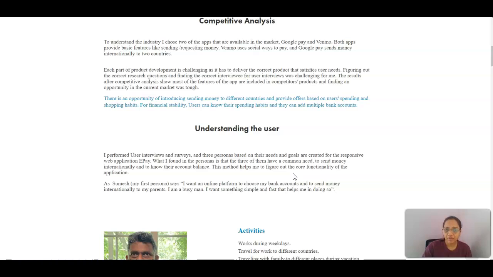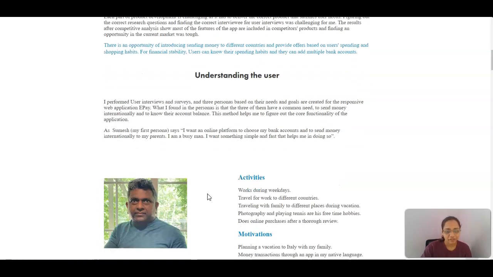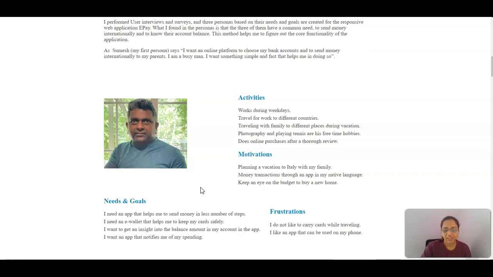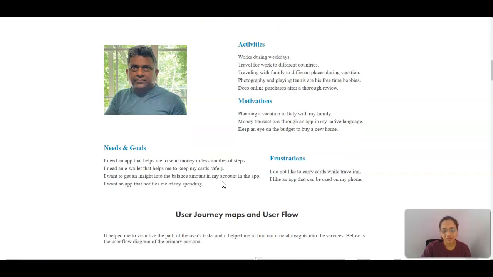What I found in the personas is that three of them have a common need to send money internationally and to know their account balance. So this method helped me to figure out the core functionality of the application. And this is my first persona: activities, motivations, needs and goals, and the frustrations.